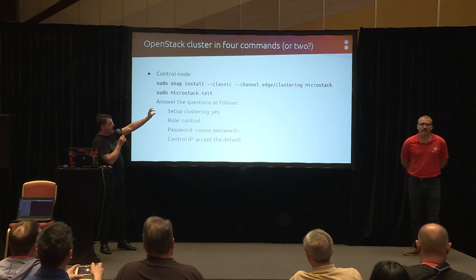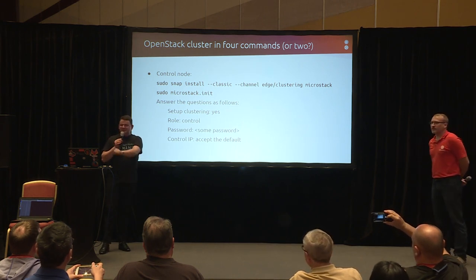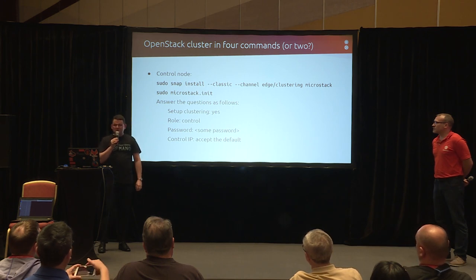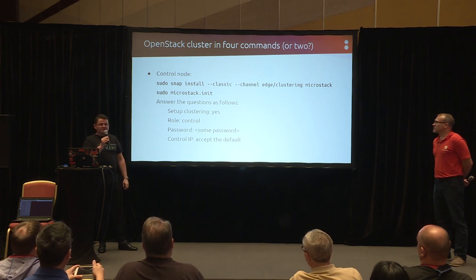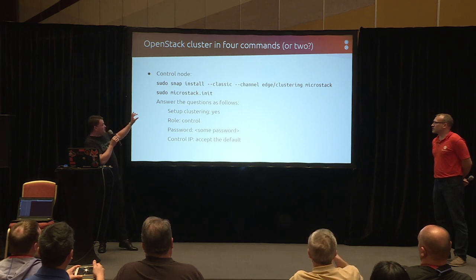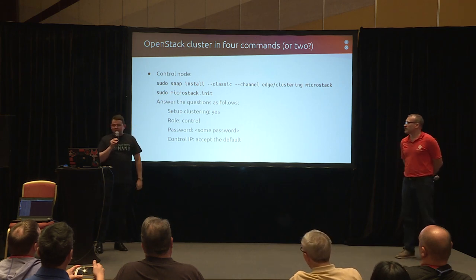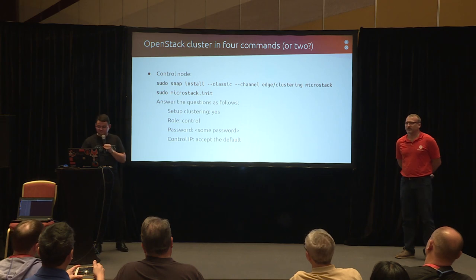This is the command that installs the MicroStack snap. I use the channel edge clustering, which provides a clustering feature. Here in Shanghai, I'm installing it based on the pre-downloaded snap because of the networking issues. And then we run microstack.init, which basically configures my OpenStack installation. I have to answer a few questions. Do I want to set up clustering? Yes. I select the role, either control or compute. I set up some password for clustering, and I provide the IP address for the control node.